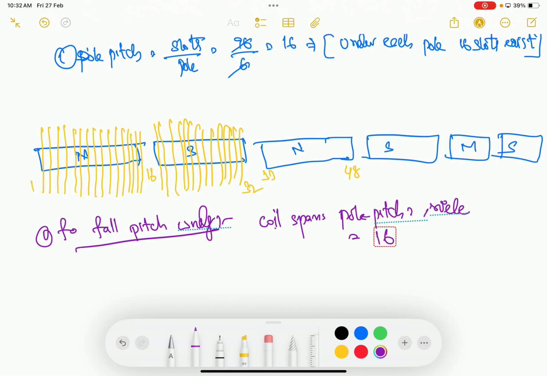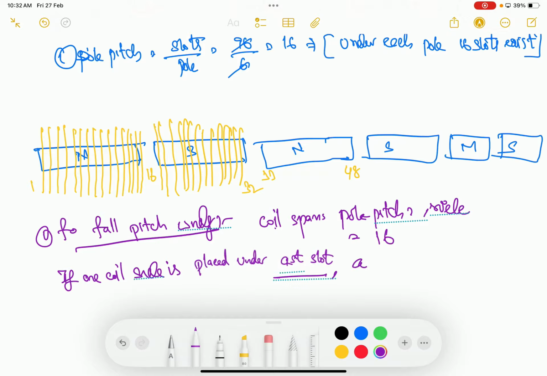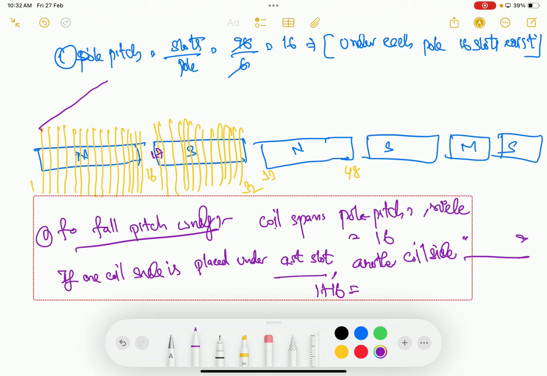So if one coil side is placed under the first slot, then the other coil side must be placed under which slot? That is 1 to 17: 1 plus 16, that is 1 plus the pole pitch. Don't directly write 16 or the pole pitch value; we are placing it first. Then 1 plus 16 is the other coil side. If I take the difference between these two, the result should be 16.